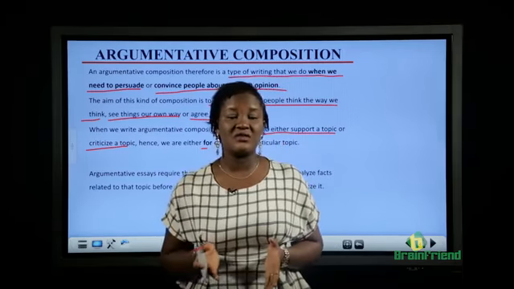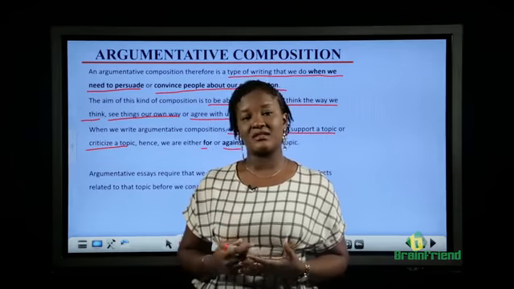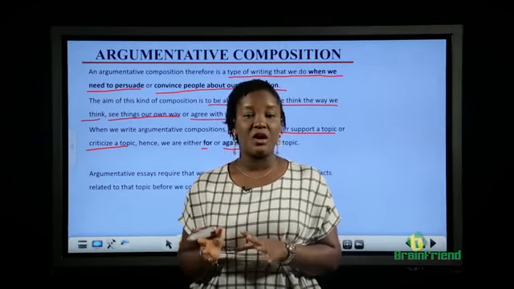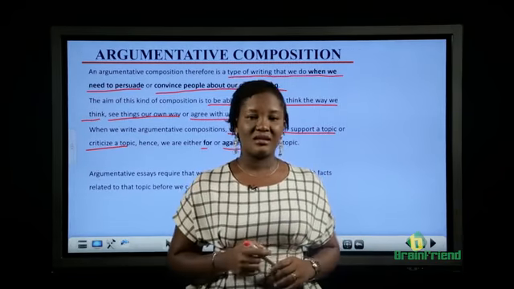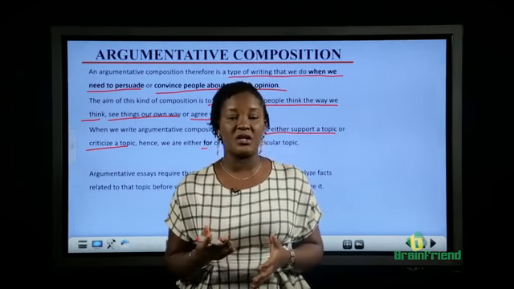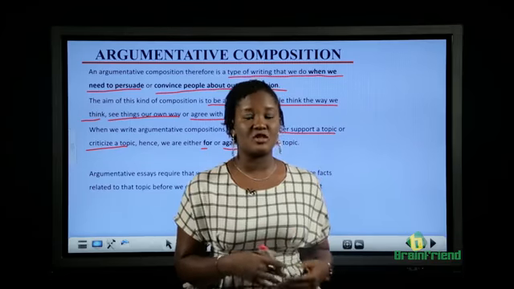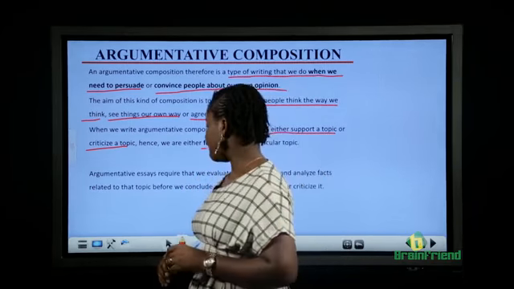When we write argumentative compositions or essays on a particular topic, we as the writers choose one side. We decide to support that topic, or we can also decide to criticize or be against that topic. So when we support a topic, we are for that topic, but when we choose to criticize the topic, it means that we are against that topic.